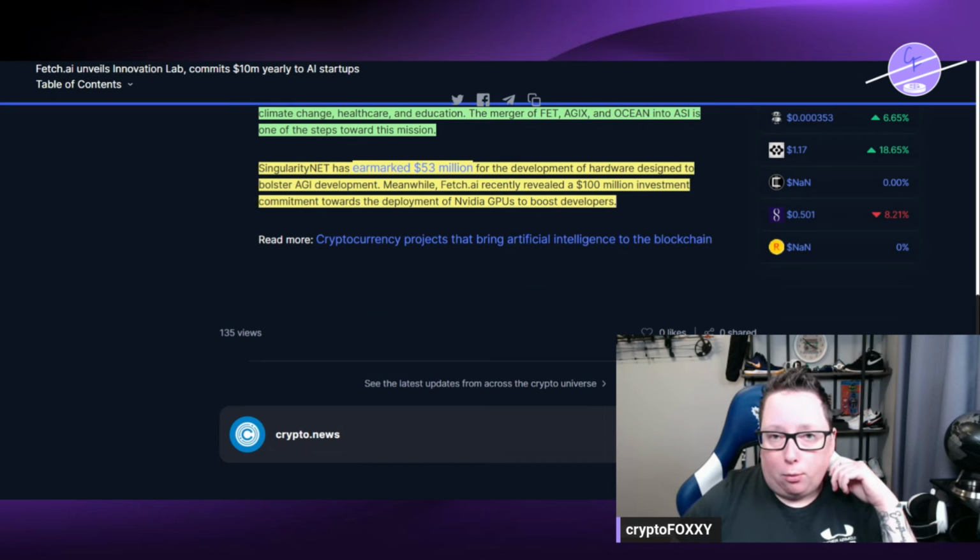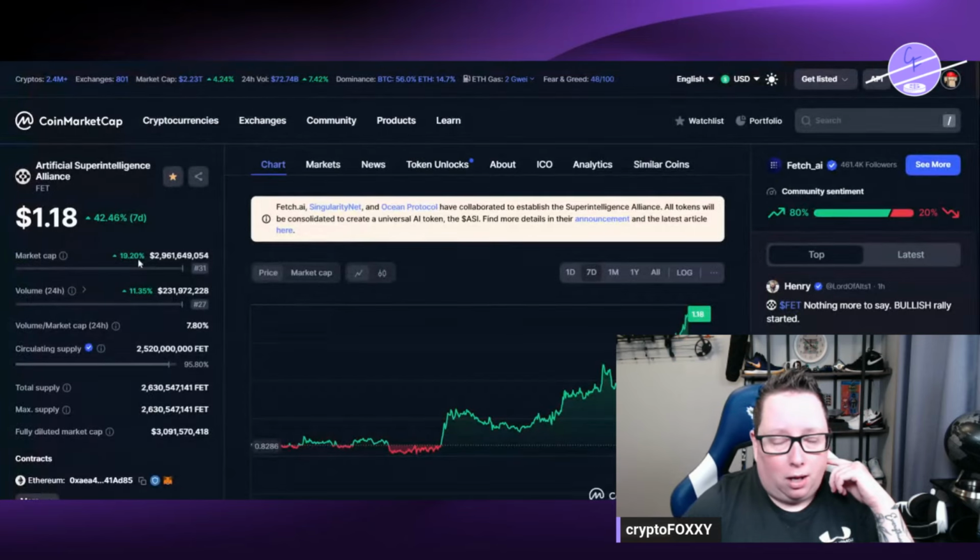Meanwhile, Fetch.ai and another program has recently revealed a $100 million investment commitment towards the development of NVIDIA GPUs to boost developers. These guys know what they're doing. This is a very impressive collaboration, in my opinion.